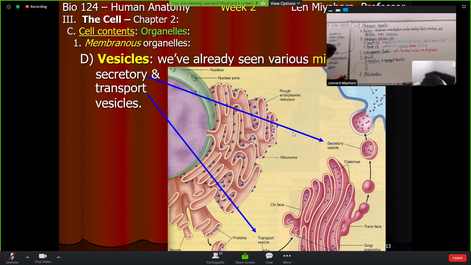Not transport vesicles, just secretory vesicles only. Okay.